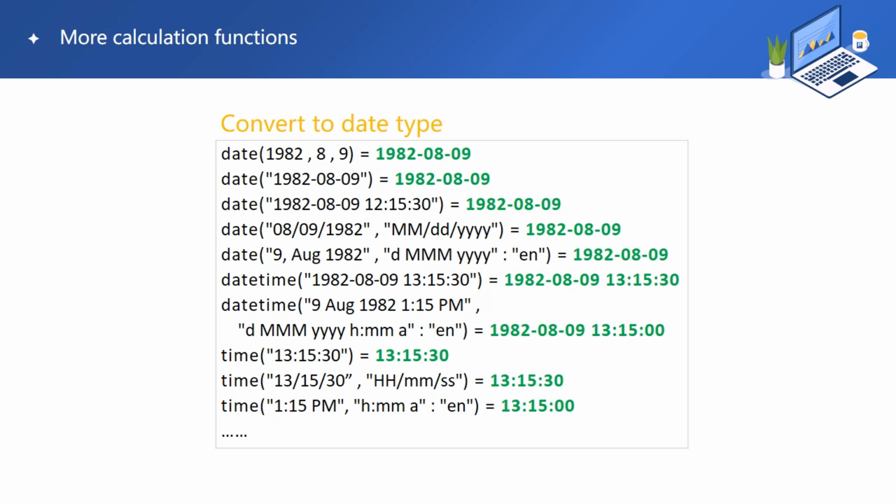SPL provides conversion functions between date and time, various numerical values, and string types. The target type is used as the function name, and the function automatically determines the original data type, and correctly converts it to the target type. For example, the date function can pass in integers such as year, month, day, or a string date, and can also specify the parsing format of the string date, ultimately obtaining a date.